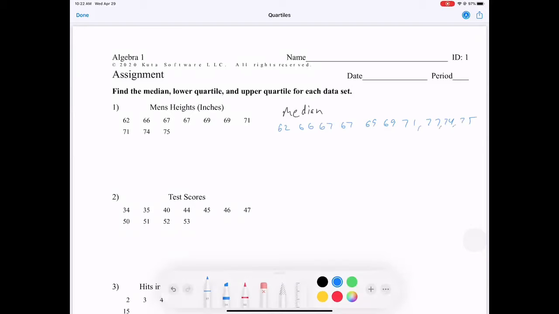Okay, these are my numbers in order. To find the median value, we're going to start canceling our first and our last, first and our last, first and our last. And then we end up with middle values.